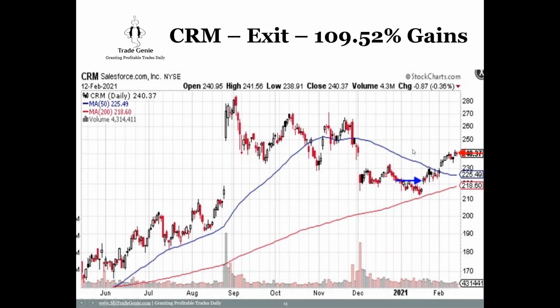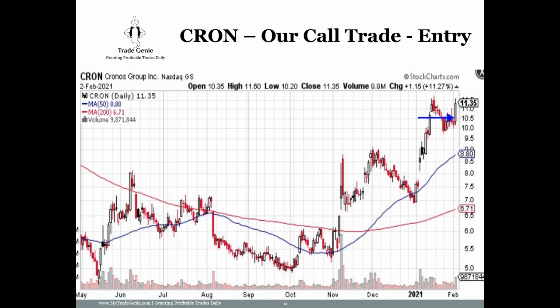Let's see, where did we exit? We exited right there. You see, 240, gap fill, gap here. They call it window open, window close. This window got opened, this window got closed. So simple logic: bounce from the 200-day moving average, exit when this gap is closed right here. That was a 109% gain.